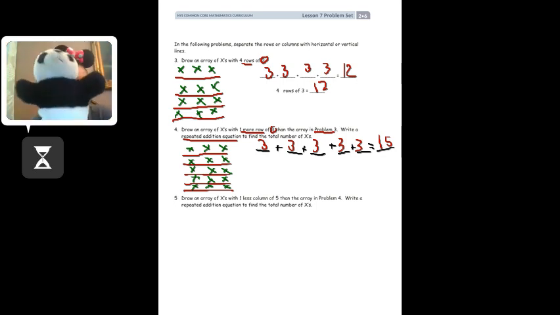All right, boys and girls, now we're on our last problem of the day. It says draw an array of x's with one less column of 5 than the array in problem 4. Write a repeated addition equation to find the total number of x's.